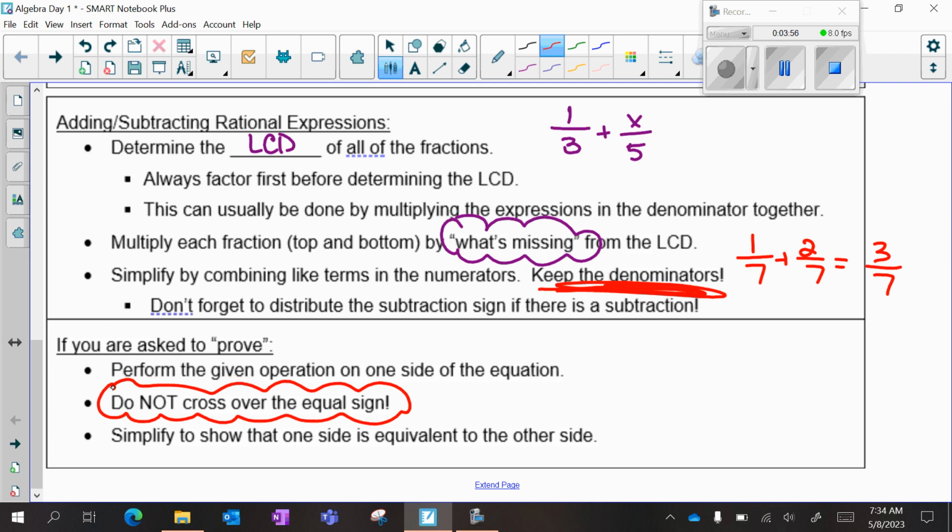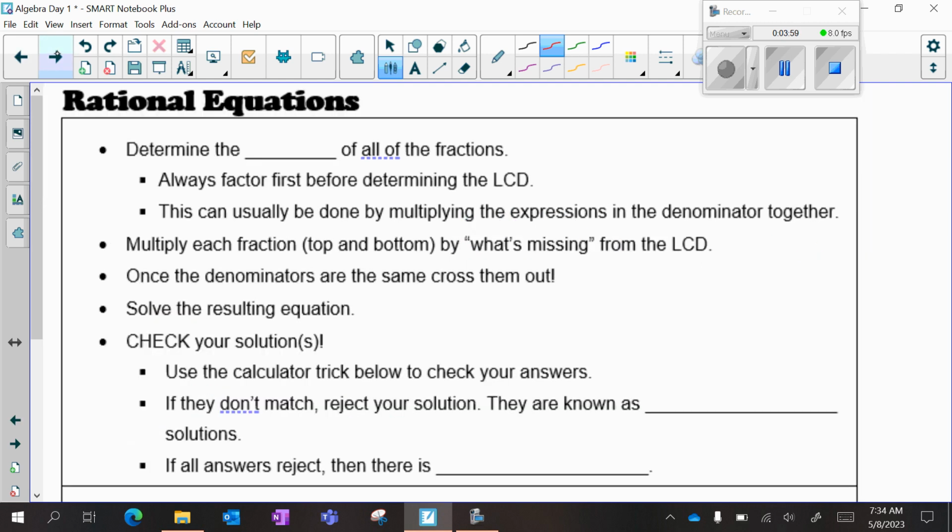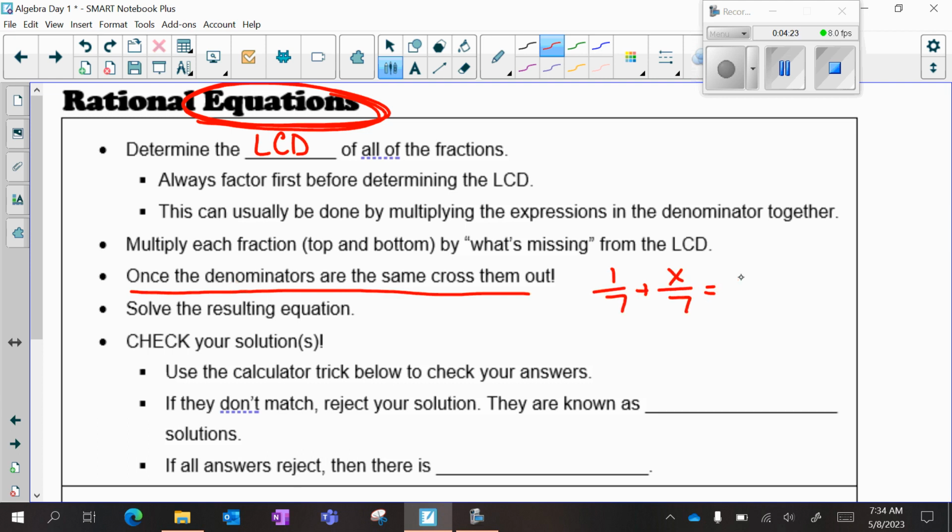Let's move on to equations. So a rational equation. It's very similar to adding and subtracting. You're first going to start by determining the LCD of all of your fractions. Same tips for finding your LCD. Still going to multiply the top and bottom by what's missing. But only because it's an equation, you can now cross out your denominators once they match. So 1 over 7 plus x over 7 equals 3 over 7. All of my denominators match. 1 plus x equals 3, and I can now solve.